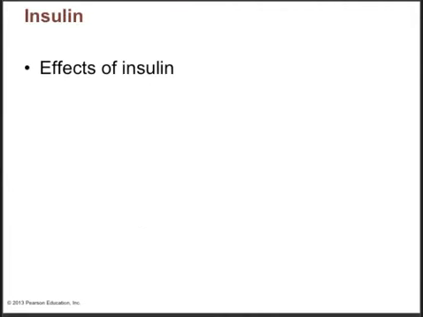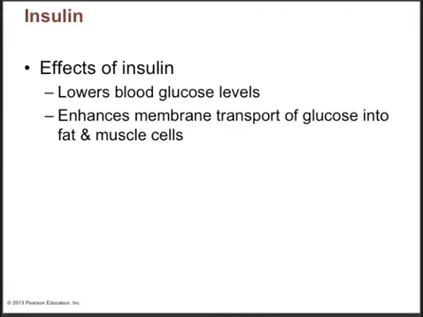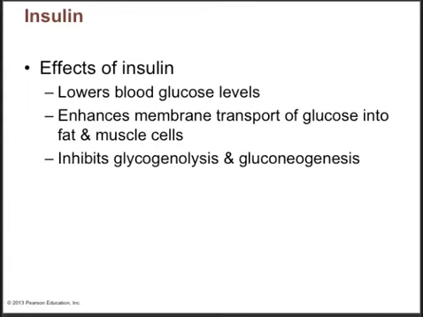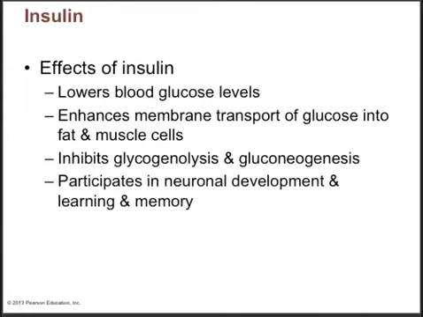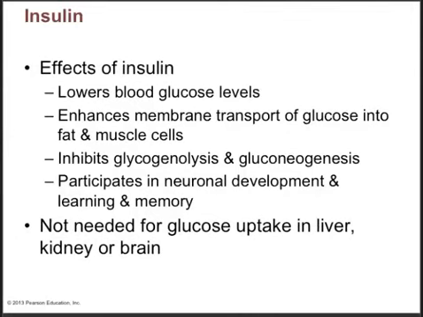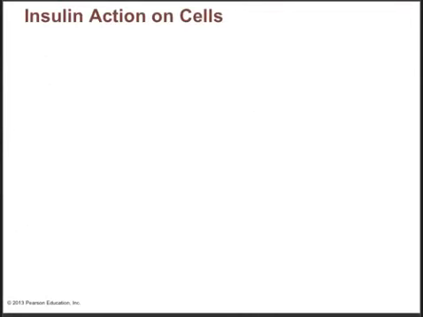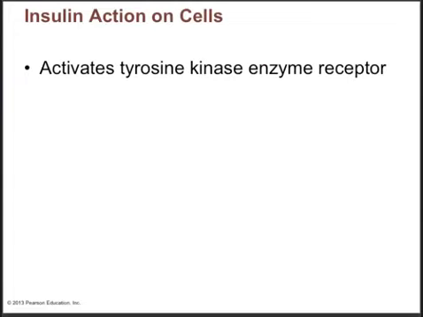Insulin lowers blood glucose levels and enhances the membrane transport of glucose into fat and muscle. It inhibits glycogenolysis and gluconeogenesis, and it participates in neuronal development as well as learning and memory. It's not needed for glucose uptake in the liver, the kidney, or the brain. What does it do when it acts on cells?